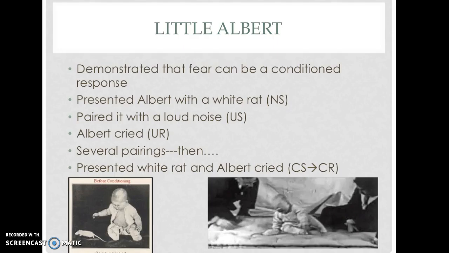Immediately after the noise, Albert would cry and show signs of fear. This was the unconditioned response. After several pairings of the neutral stimulus, the rat, and the unconditioned stimulus, the noise, the fear response was elicited just by presenting the rat, which is now a conditioned stimulus. The rat had done nothing to harm Albert. The only reason it now caused Albert to cry and try to get away was because it had been conditioned.